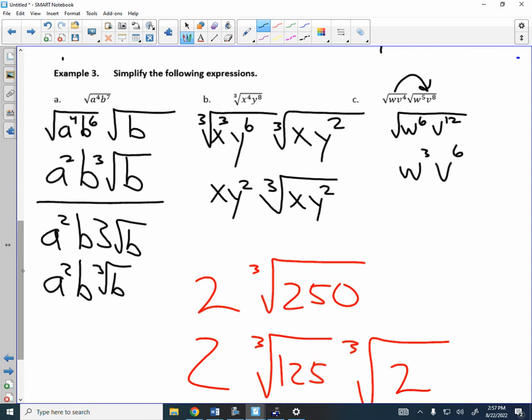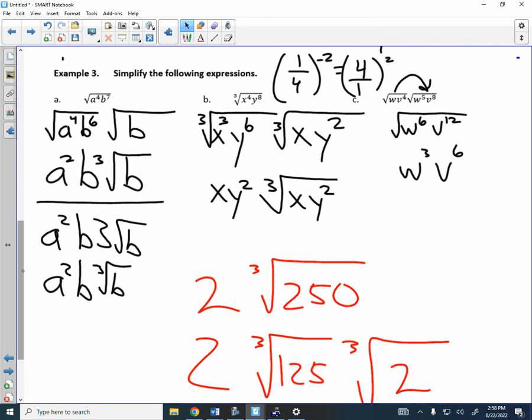Since you got 1 over 4 to the negative 2, that's the same as 4 over 1 squared. So see how I use up the negative?